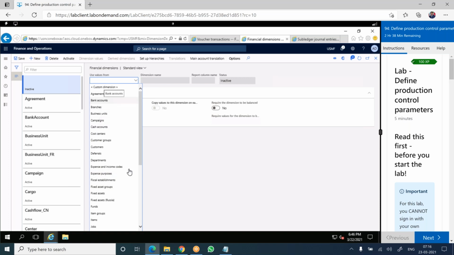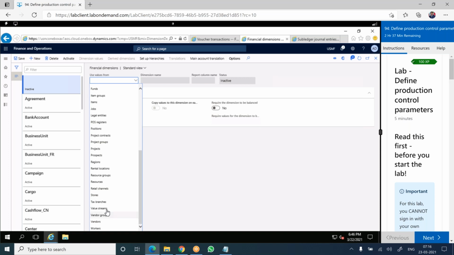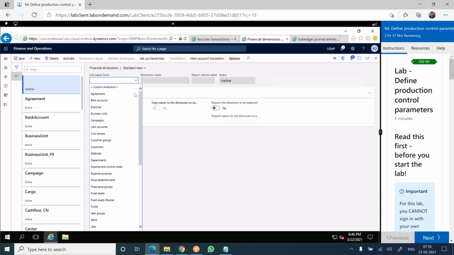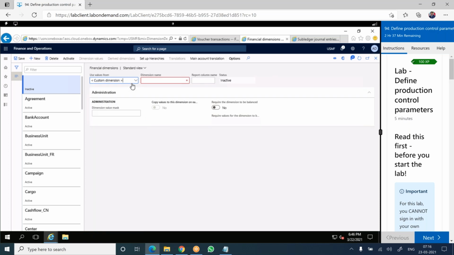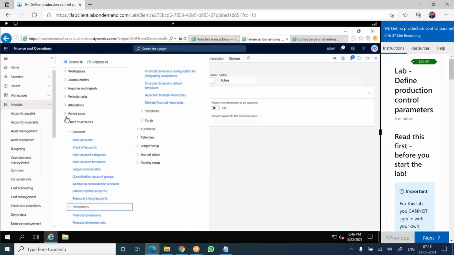bank accounts, fixed asset group, item group, vendor group. Like there are many masters. These all are masters. These masters can be used as a dimension. Otherwise, one thing, custom dimension, this is as per your requirement, you can create your own dimension. So this is financial dimensions. Next, accounting structure, configure account structure.